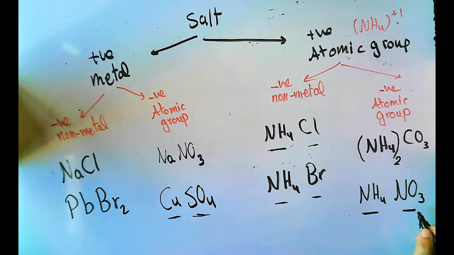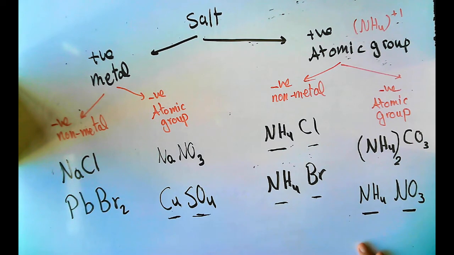All negative ions form salt except, as I said, the negative oxygen ion, because the negative oxygen ion will form oxides. All negative atomic groups form salt except hydroxide, because the hydroxide group is present in bases or alkalis.